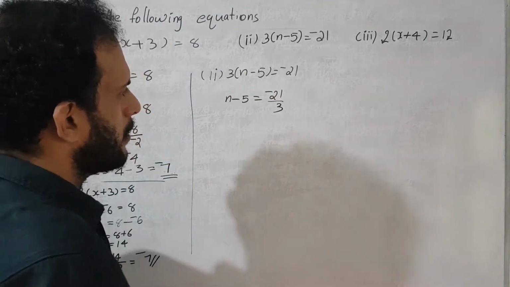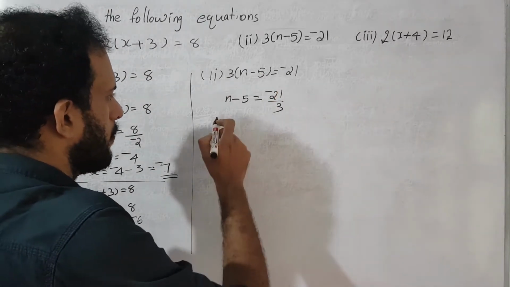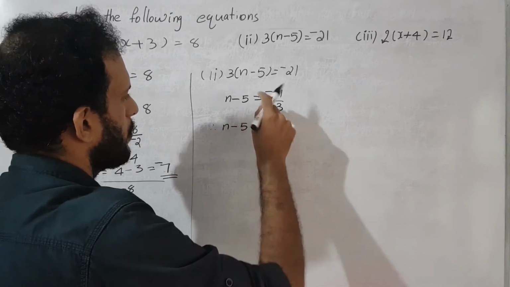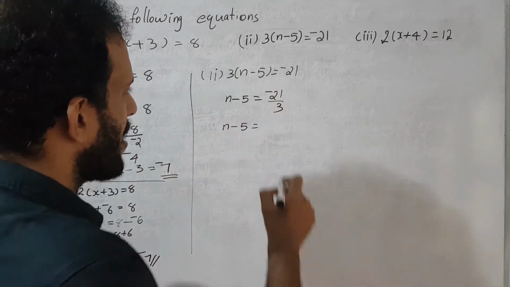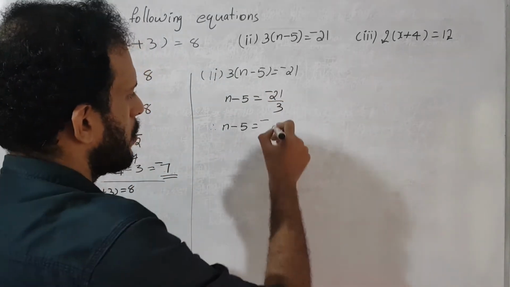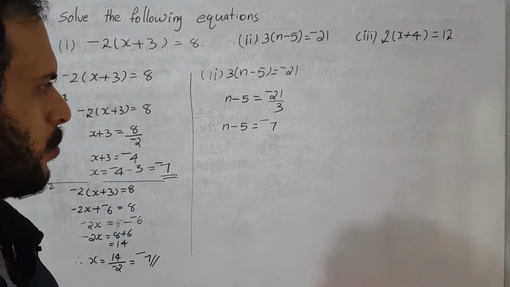Okay, multiplication changes to division, minus 21 by 3. Therefore, n minus 5 is equal to, here we are dividing one negative and one positive, so the answer is negative. 21 by 3 is 7. 21 by 3 is equal to 7.